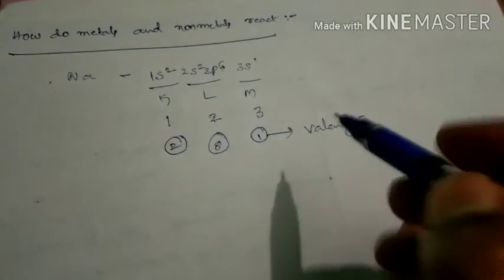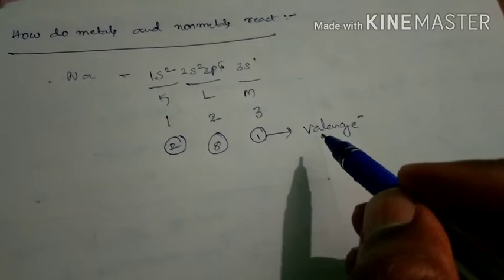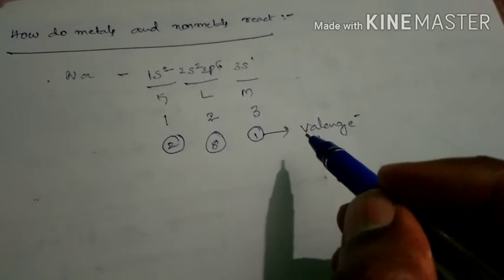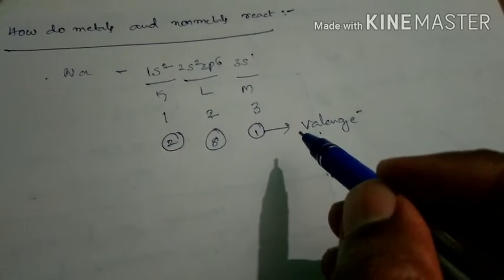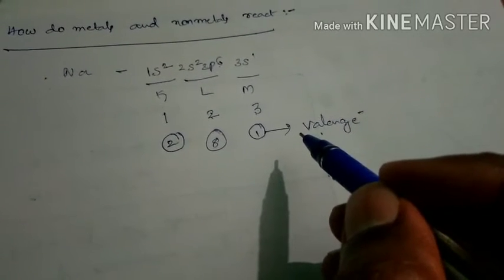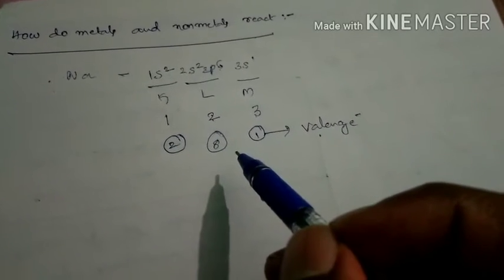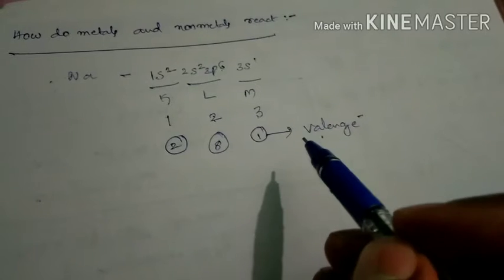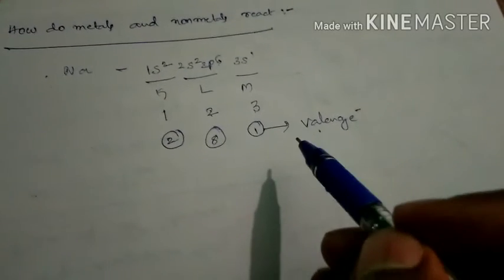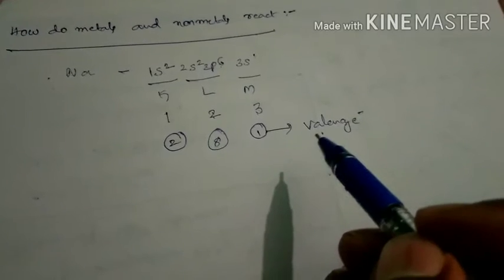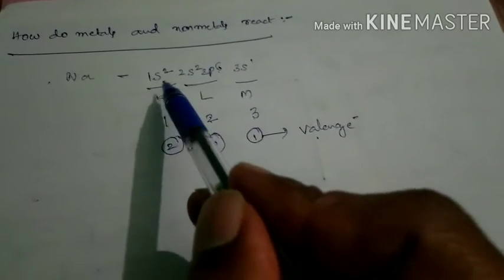What is the definition of valency electrons? The number of electrons present in the outer shell, or valency shell, or ultimate shell is called valency electrons. I repeat once again: the number of electrons which are present in the outer shell or valency shell or ultimate shell is called valency electrons.